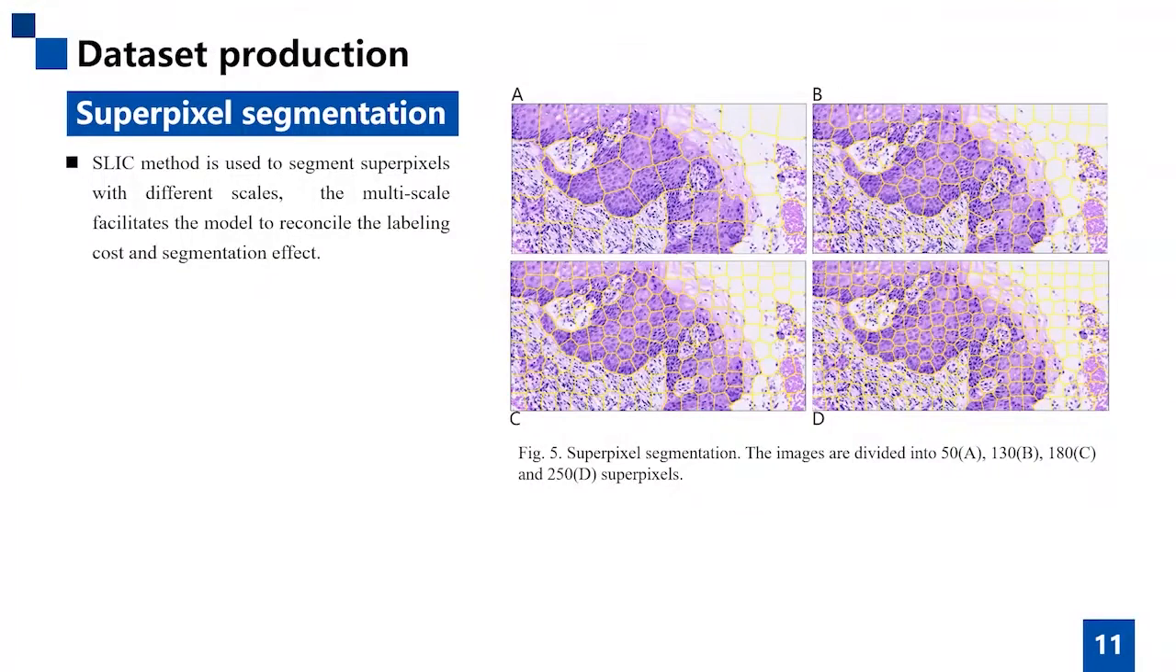In this paper, the SLIC method is used for superpixel segmentation of different scales. The multi-scale approach helps the model balance the labeling cost and the segmentation effect. Superpixel labeling is done by people trained in basic pathology. The probability that each superpixel rectangle belongs to a specific tissue is determined.